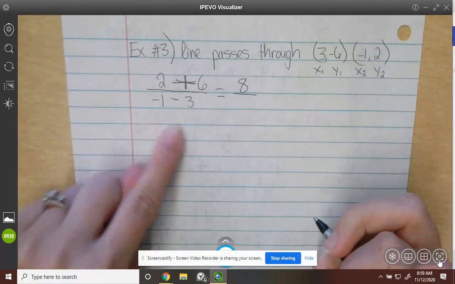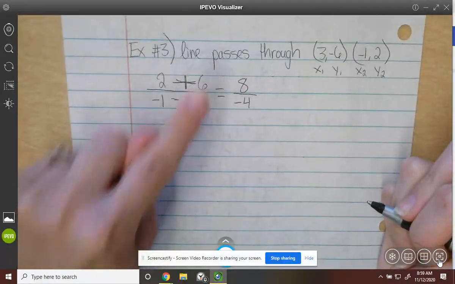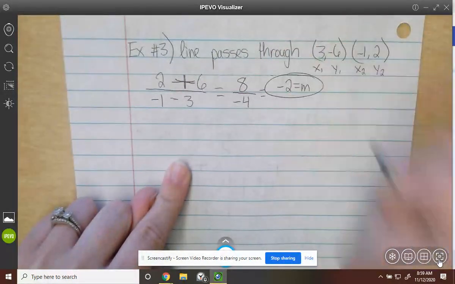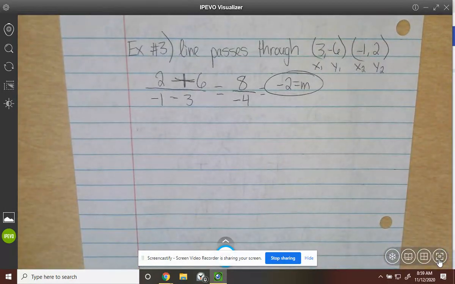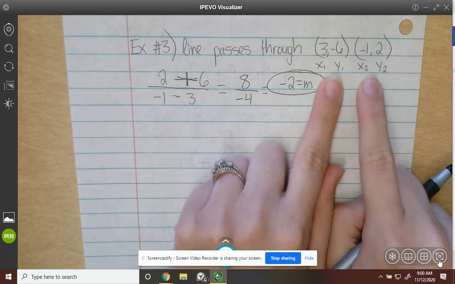If I owe you $1 and then I owe you 3 more, I now owe you $4. 8 divided by -4 is a -2. So I found my m. m is -2. Now I set up my equation. Here's the great thing about this. You can use whichever point you want.